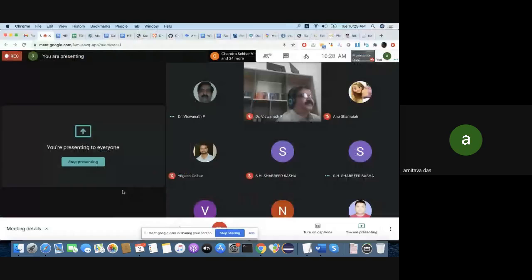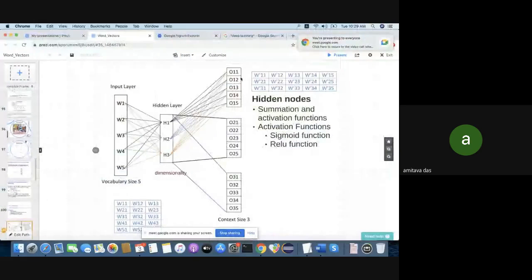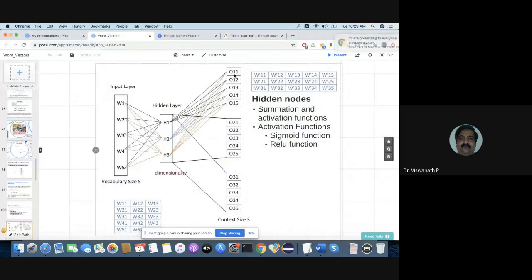Sir, I have a question here. Yeah, sure. What could be the loss function here? What is the loss function? Loss function in the sense, in the last layer? Basically, we have to update these weights, so what is the loss function? Okay. It's a softmax.